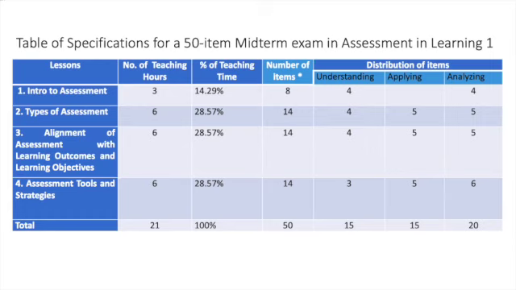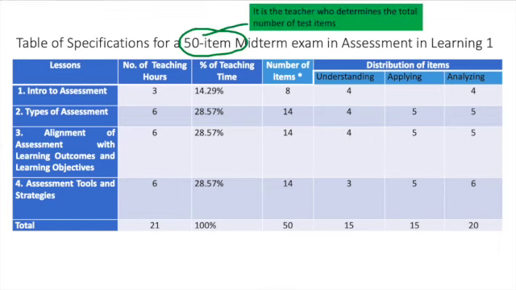The title is Table of Specifications for a 50-item midterm examination in assessment in learning. Bakit ba 50 items ang aking ginawa? Actually guys, pwedeng less than 50 or more than 50 as long as it will cover all of the lessons that you have discussed in your class. So it is you, the teacher, who will determine the total number of test items. In the first column are the lessons which I discussed during the midterm period. I just made sure that all the lessons were included in the list.